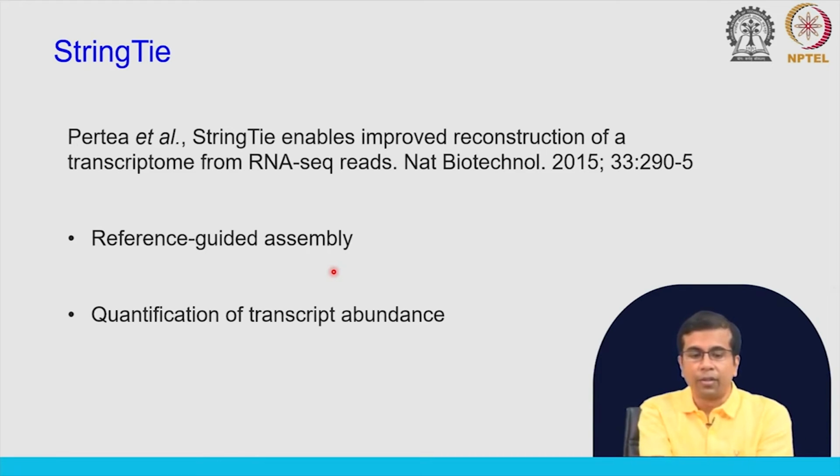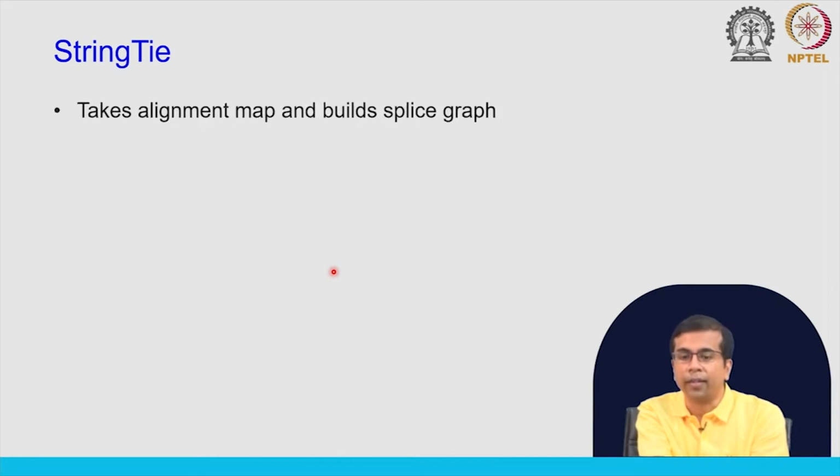Okay. So, how does this tool work? I will mention this very briefly. As I have mentioned, this is reference guided assembly. So, you have the reference genome. When you have a reference genome, you can have the alignment. Reads will be aligned against the reference genome, and we know the alignment map, in the form of a BAM file or SAM file. So, StringTie takes this alignment map and it builds something called a splice graph.